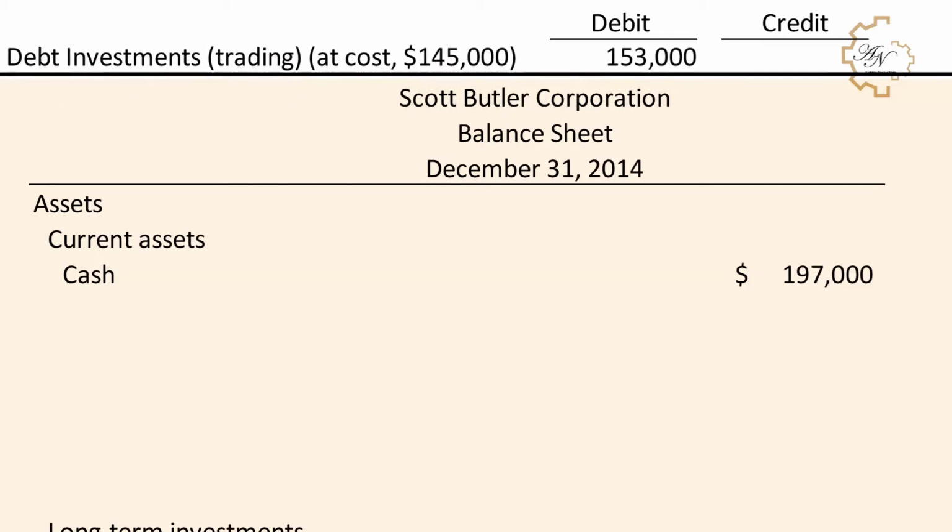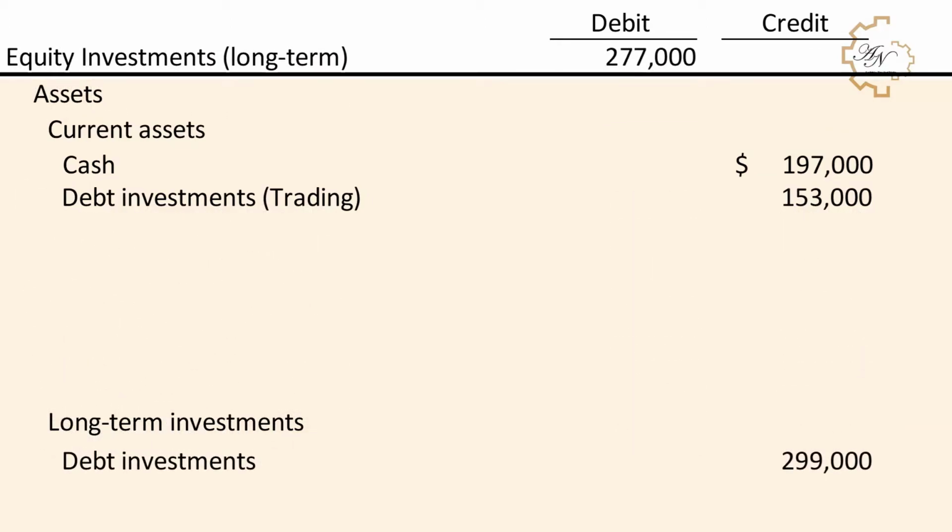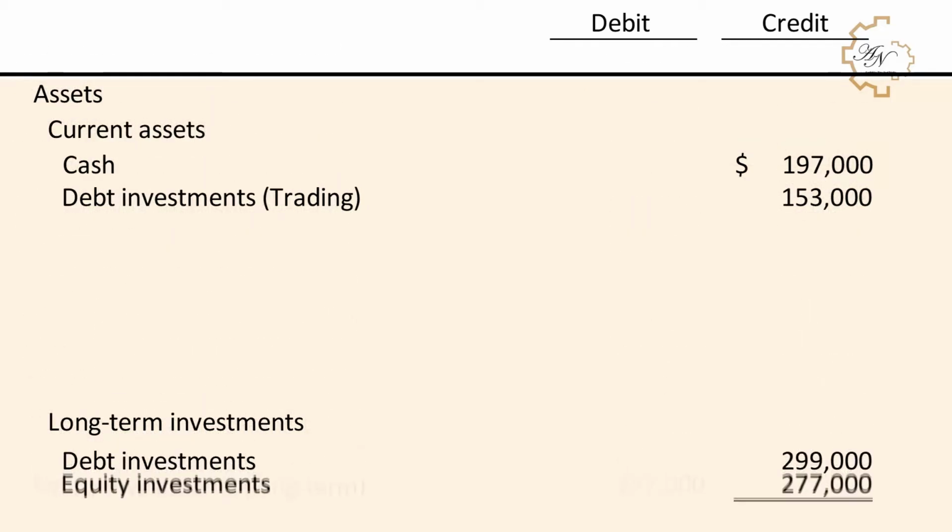Debt investments trading at cost $145,000 and its balance is $153,000. The account balance represents the fair value, so we will take it. Because the investments are trading, the account will be transferred to the current assets. Debt investments, long term, $299,000 to the long-term investments. Equity investments, long term, $277,000 to the long-term investments.